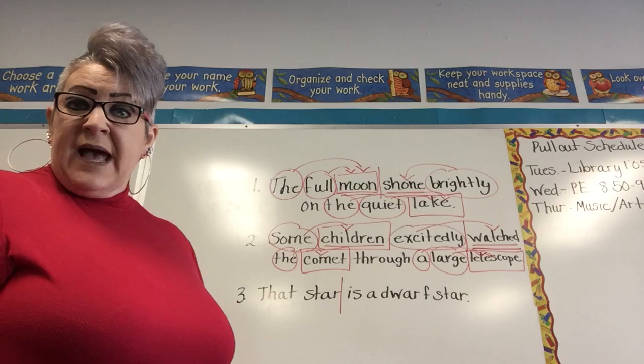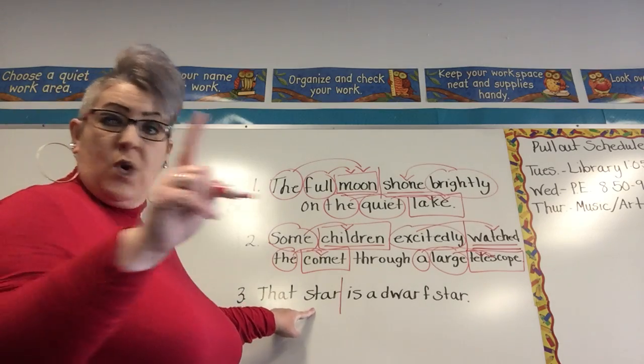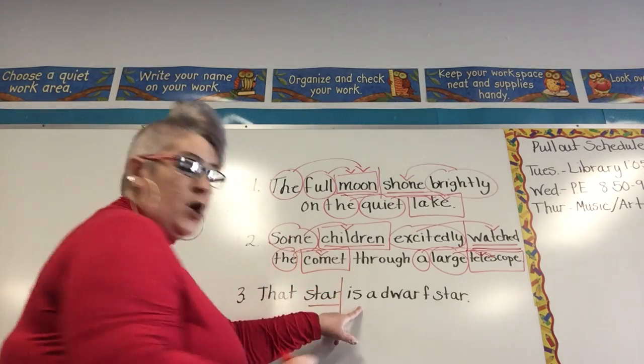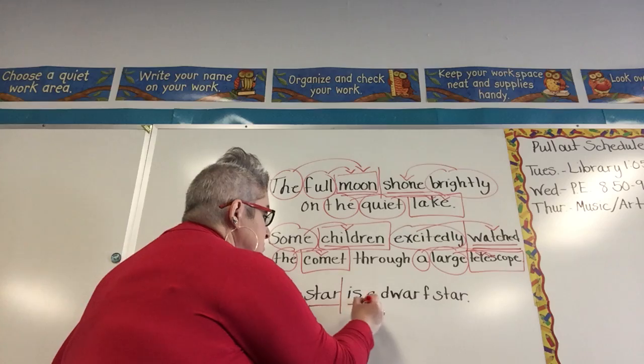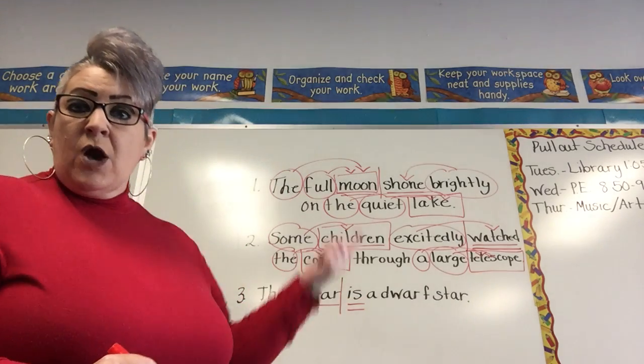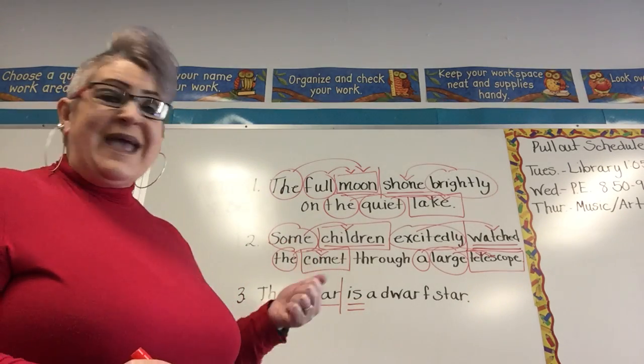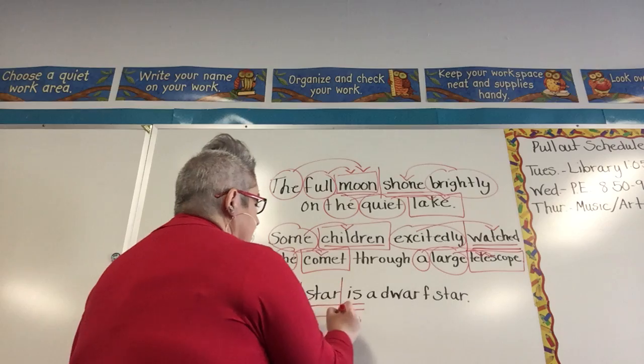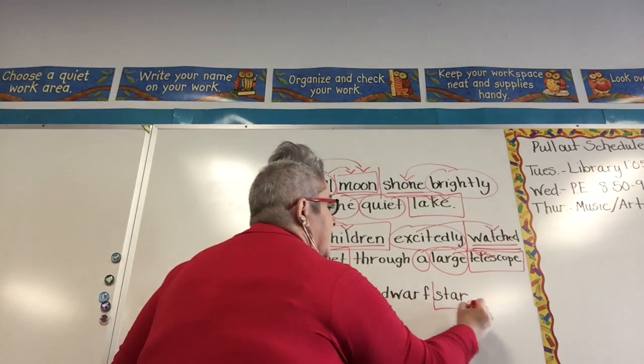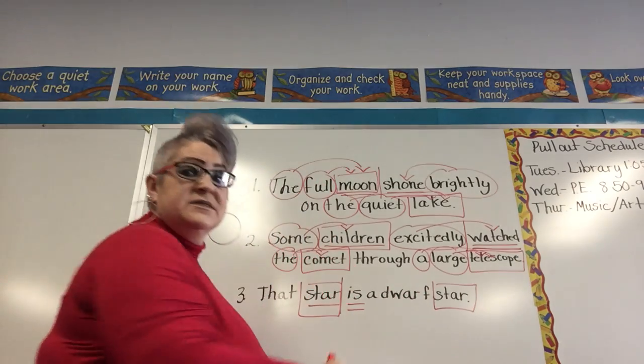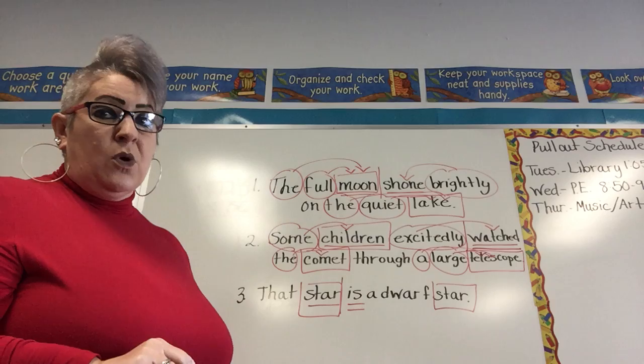Then I'm going to underline the subject, which is star, 1 time. And the verb, which is 2 times. Now I'm going to go put a box around all of the nouns. Well, star is a noun. And star down here is a noun. Dwarf is not a noun. Don't put a box around dwarf.